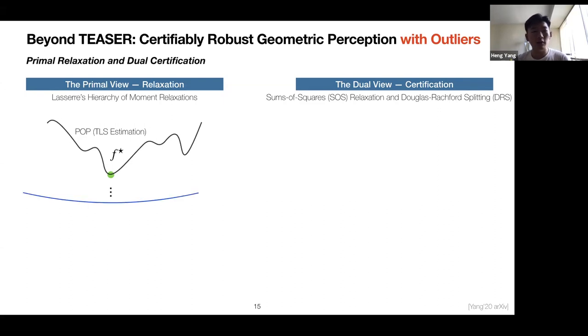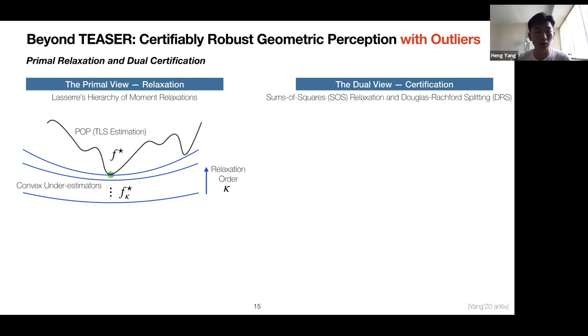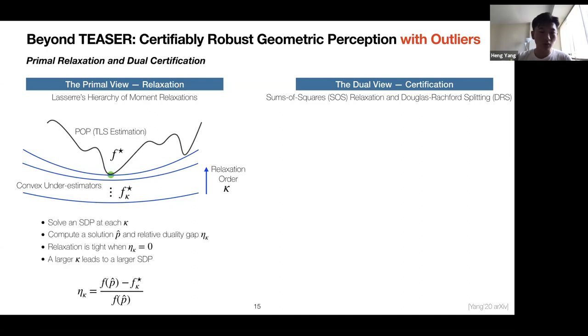So the Lasserre hierarchy of moment relaxations establishes a hierarchy of convex relaxations, such that at each step, which we call each relaxation order, you'll get an underestimator of the global minimum solution. And then you hope that once you increase this relaxation order, you'll get better and better underestimators. More specifically, at each level of the relaxation, we're gonna solve an SDP, and then compute the solution. And from the solution, we're gonna check the duality gap, which tells you how far the underestimator is from the global minimum solution. And then the relaxation will be tight when the duality gap is zero. But the problem is that a larger relaxation order will lead to a larger SDP, and eventually it will be computationally intractable to solve.